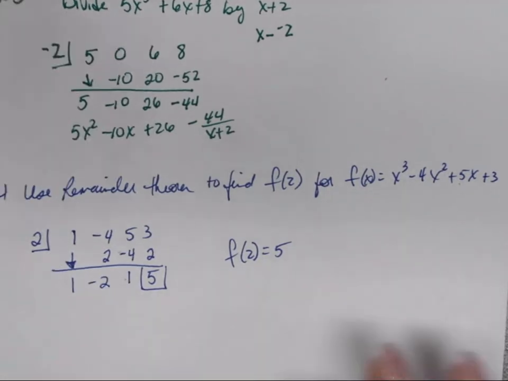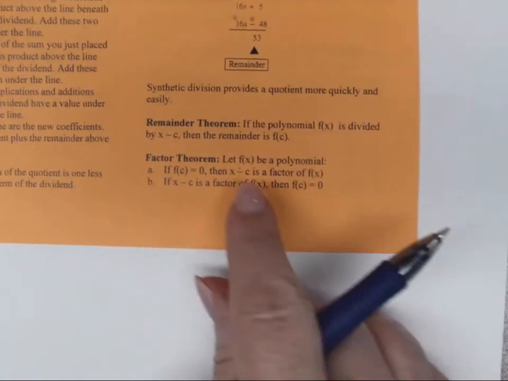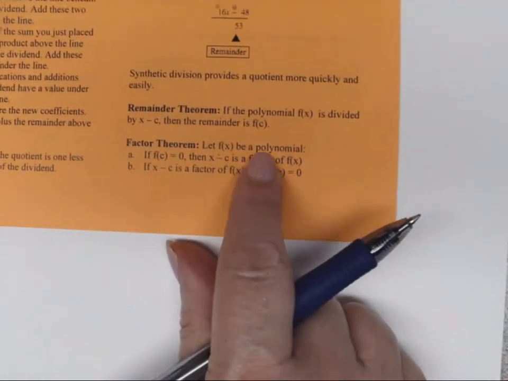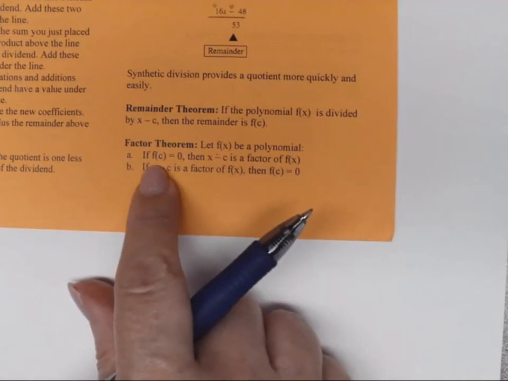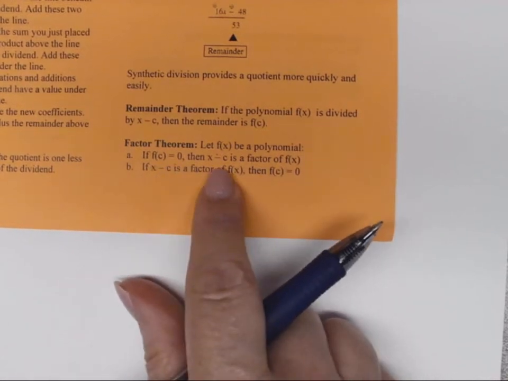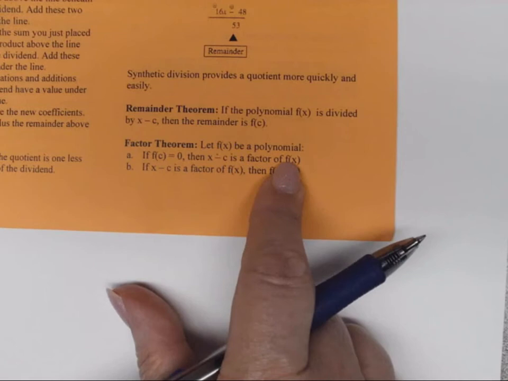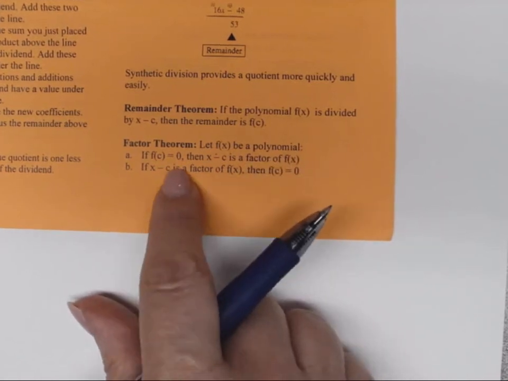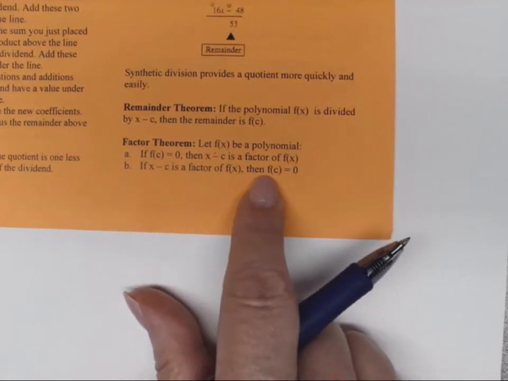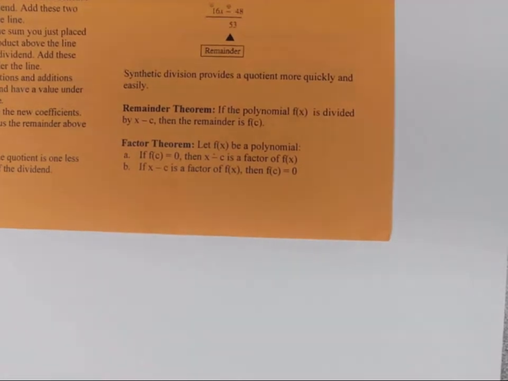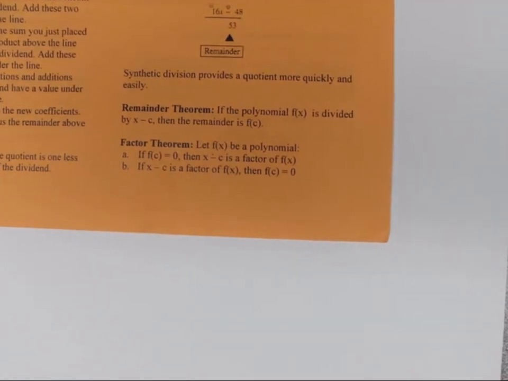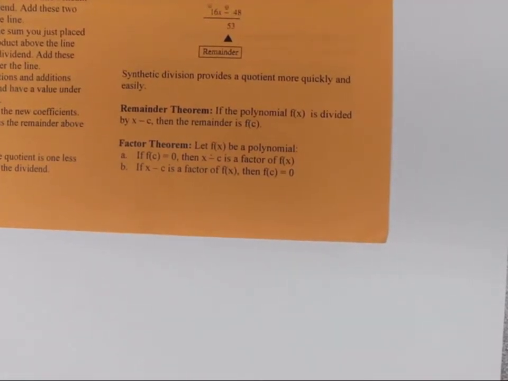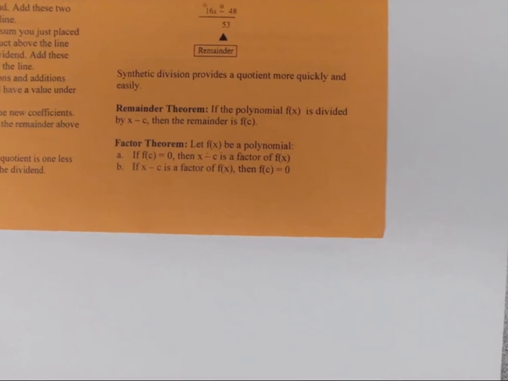All right, so let's go look at the factor theorem. So the factor theorem says that if f of x is a polynomial, if f at c equals 0, then x minus c is a factor of f of x. If x minus c is a factor of f of x, then f at c should be 0. So basically what we're saying is if it's a factor, or a 0 is another way to look at that, we should get 0 at the end.